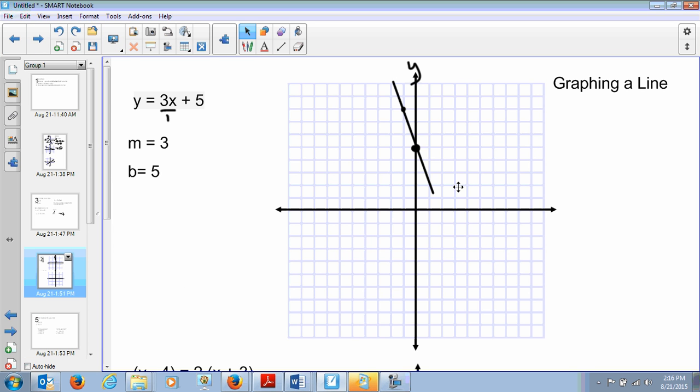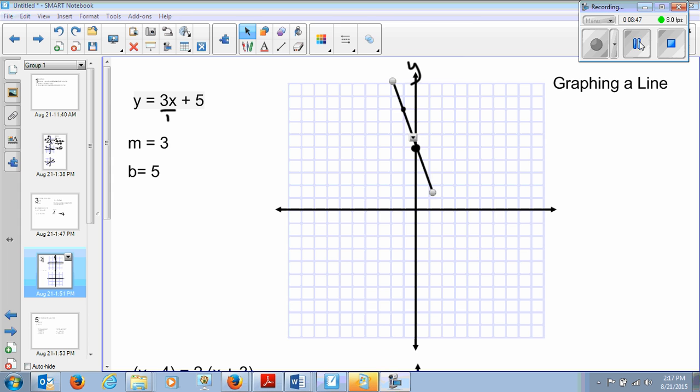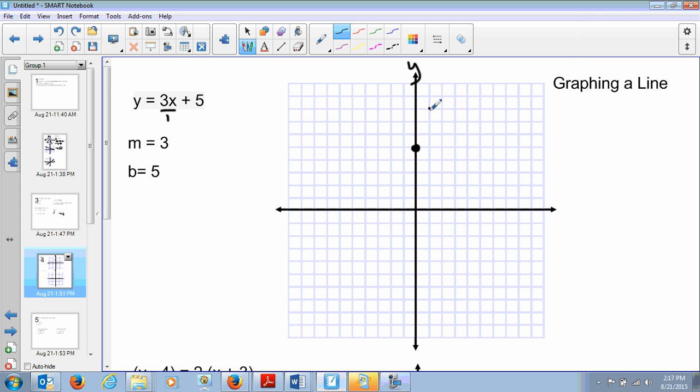Let's go back. All right, so we graphed that incorrectly. Let me go back and graph this correctly for you. So again, here we want to go up 1, 2, 3, and over to the right 1. There's that positive slope that I was looking for. And then I just connect those 2 points with a line. So there we have it.